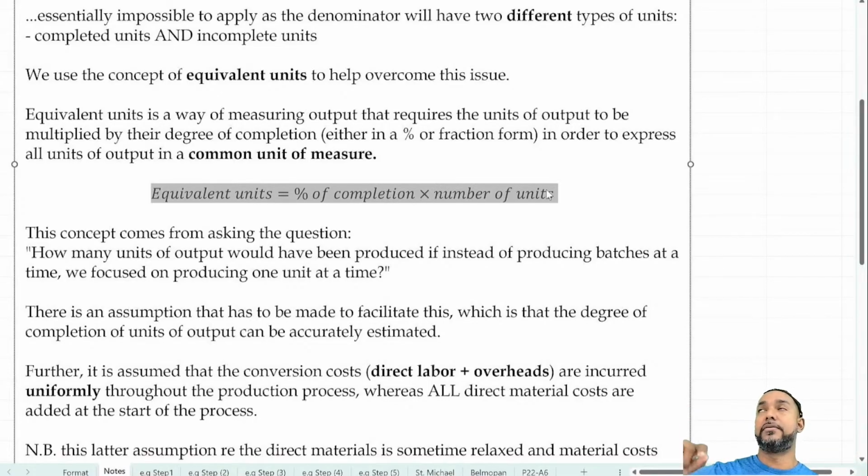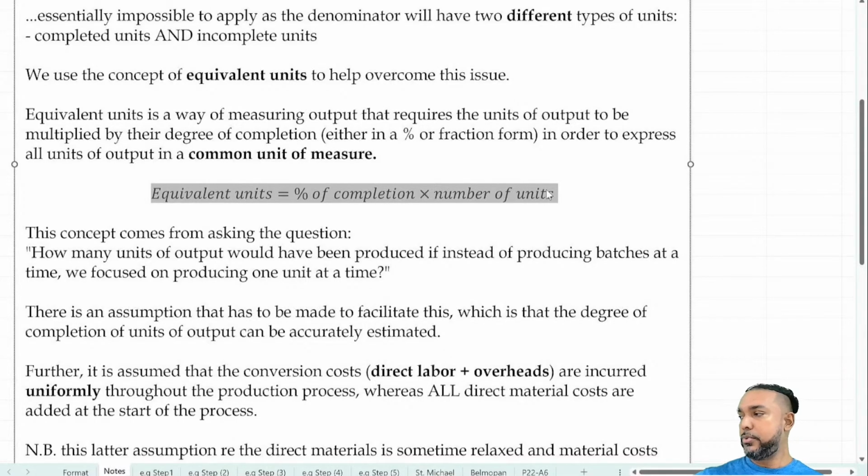If, however, you have 100 units, but they go through just one step, they're only a quarter done. So if you multiply the quarter, or 25%, by the 100 physical units, a quarter of 100 is 25 units, but it's 25 equivalent units.